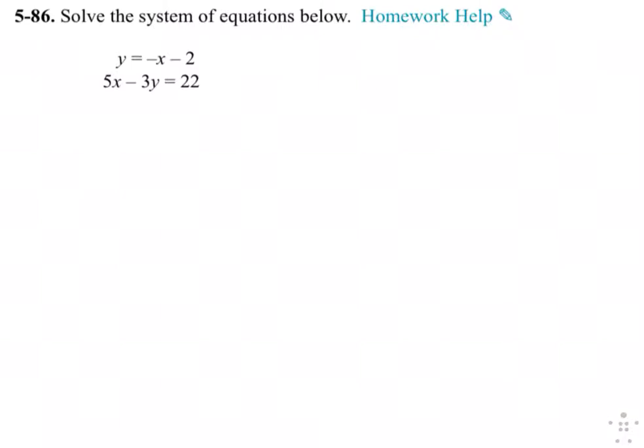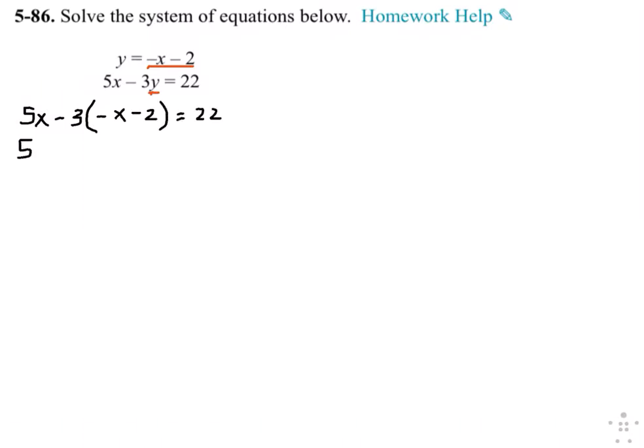Okay, 86 wants us to solve the system. This is set up pretty nicely for substitution, right? So I'm going to take that and substitute it right in there, right? So we get the bottom equation, 5x minus 3 times all of y, negative x minus 2 equals 22.